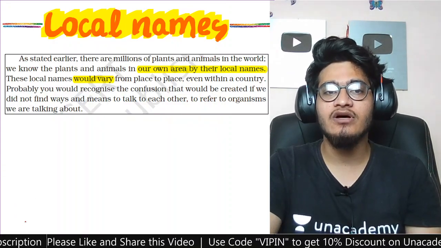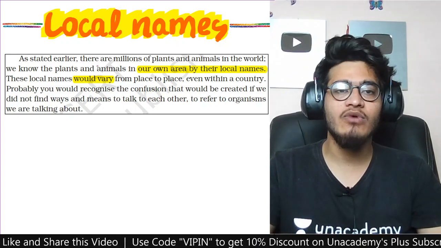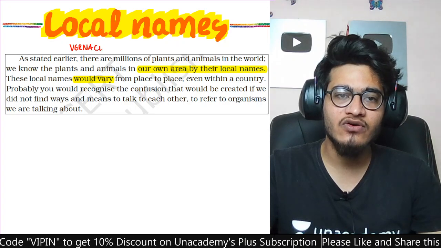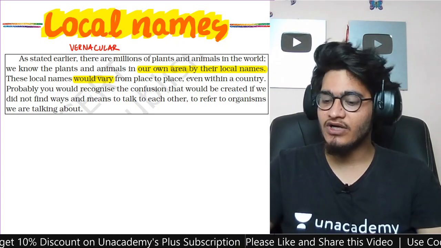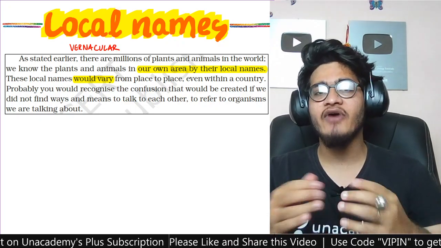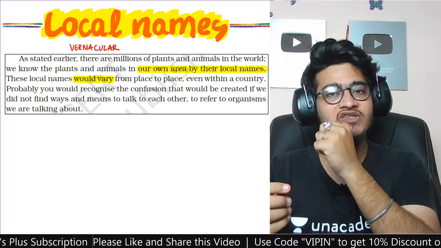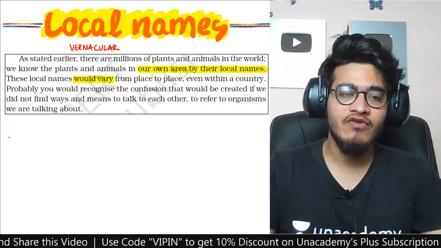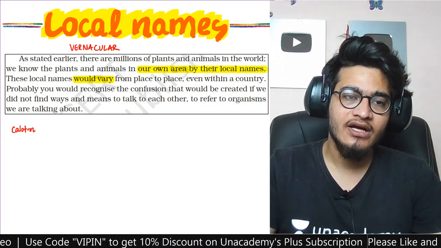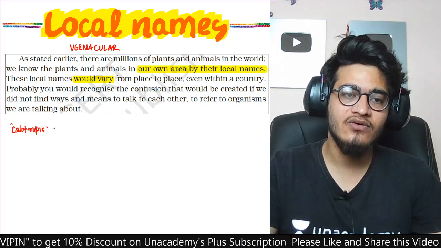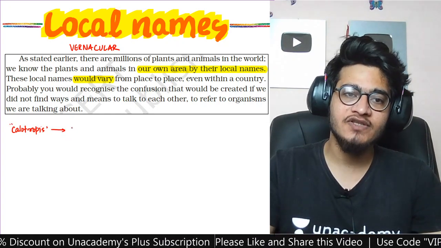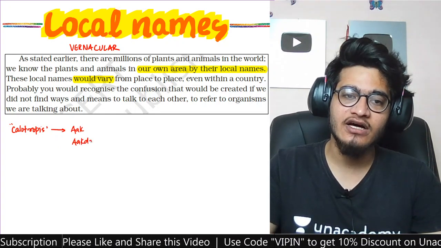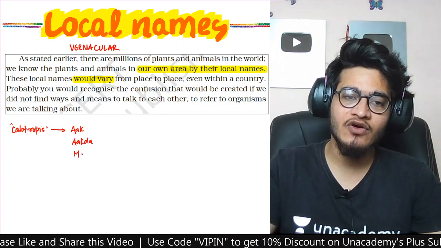Now we are going to talk about some more things in detail. What are local names? The local names are also called vernacular names. So what are vernacular names? If you go to a locality, you will find that there is a plant which is known in that locality by a different name. If you go to some other state, it will be called by some other name. For example, calotropis. We know this plant very well. Now this calotropis is called aak in Haryana. If you go to Rajasthan, it will be called akda. If you go to MP, it will be called madar.